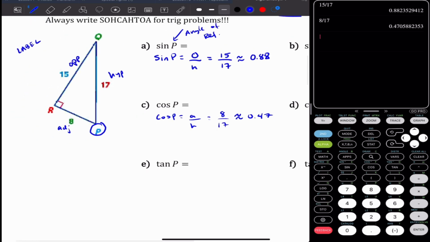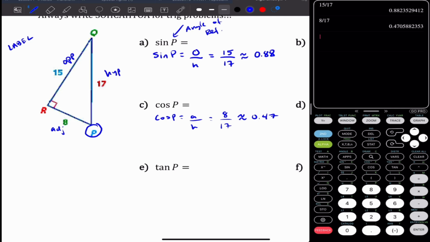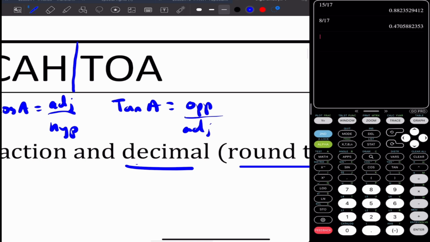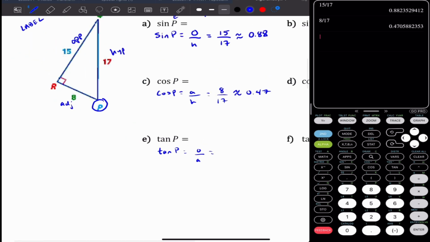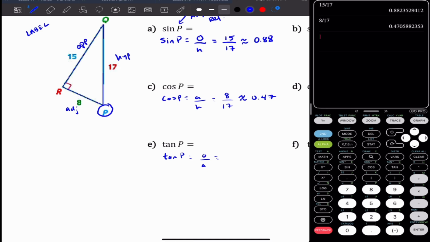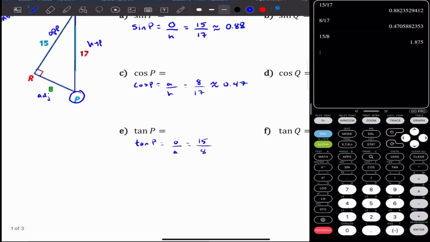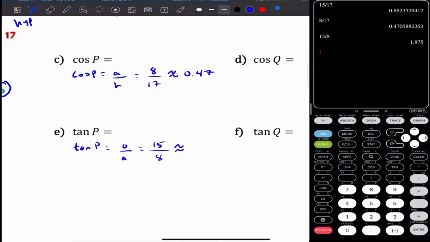Tangent of P. So what I'm going to do is go back to SOHCAHTOA. Tangent says opposite over adjacent. That's what I'm going to write. So tangent of P is equal to opposite over adjacent. What's the measure of the opposite side? That's 15. And the adjacent side is 8. So using my calculator, 15 divided by 8, round to the nearest hundredth. That is approximately 1.88. And that's your answer.